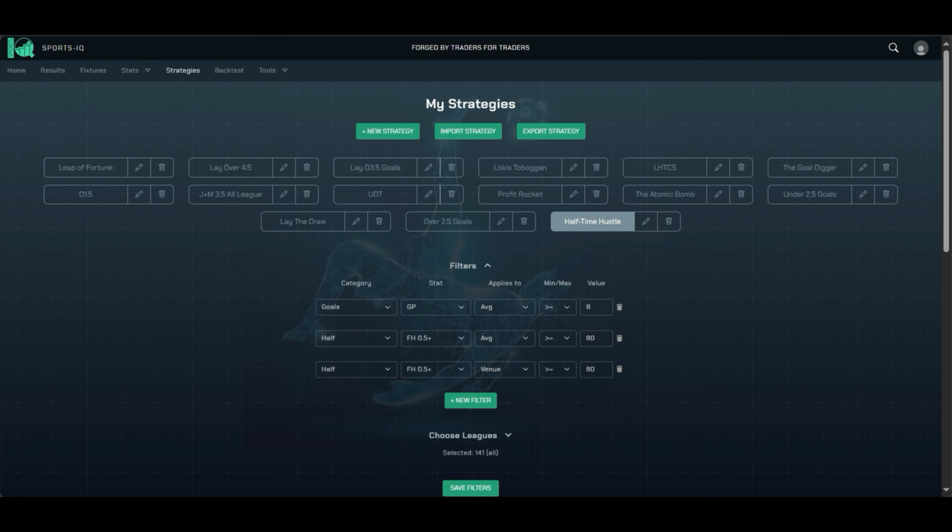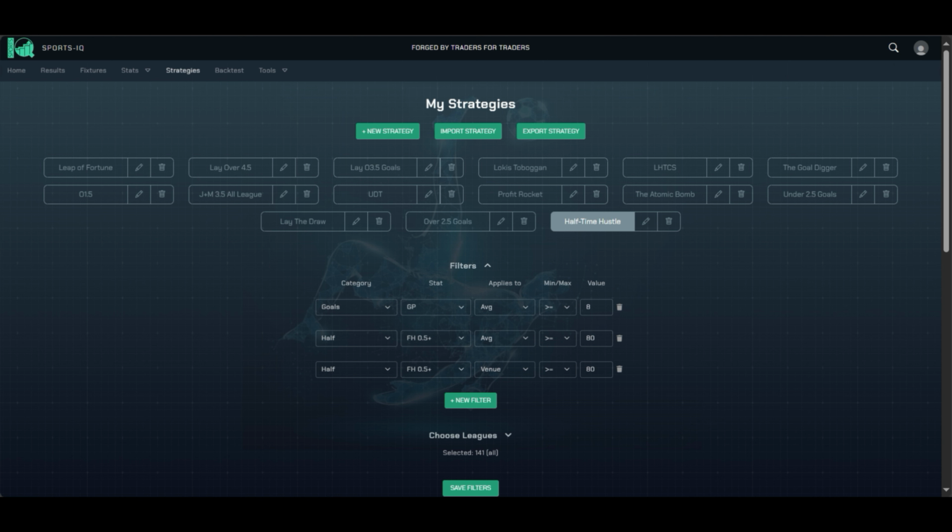Right, here is the strategy step by step. Starting with the setup. This strategy is built on a foundation of data-driven filters that pinpoint high probability first half goal opportunities. We're not just guessing here, we're stacking the odds in our favour by focusing on stats and entry criteria that maximise our edge. This is where we really hone in on those games that fit our ideal profile for first half goals.